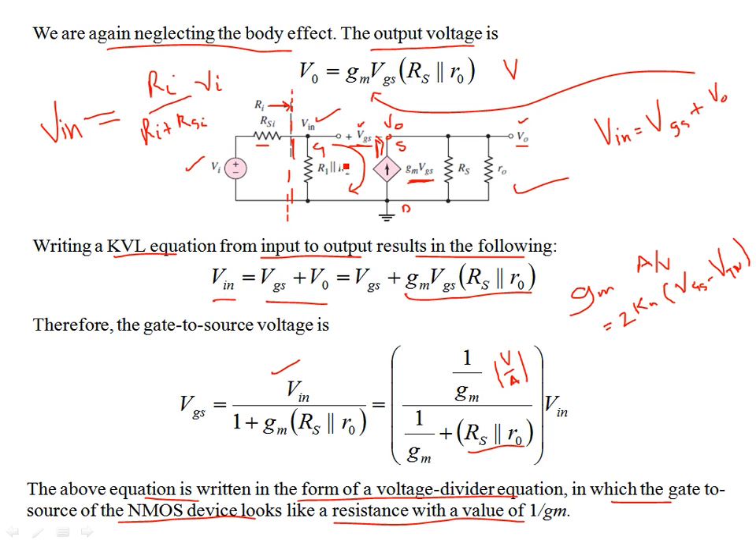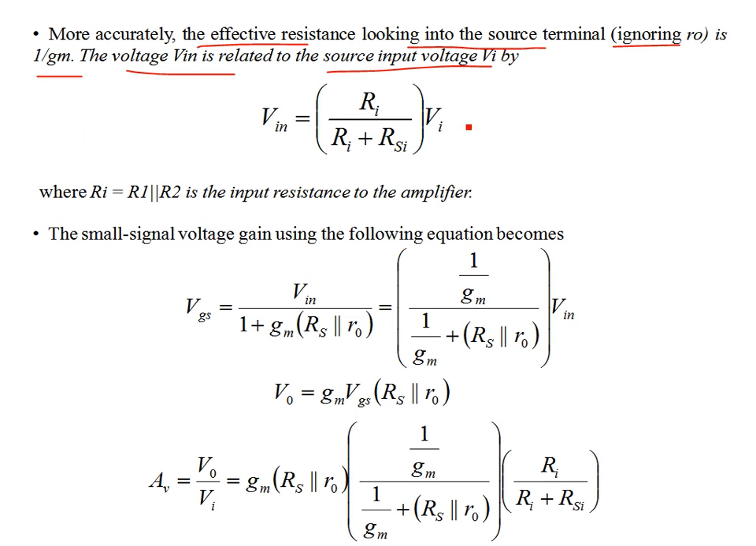So it depends on whatever is the value of this biasing resistance. These biasing resistances are going to dictate the loading at the input. Okay, if R1 and R2 parallel combination is higher than RSI, then you don't need to consider any loading at the input of the amplifier. Okay, so Ri, which is the parallel combination of the biasing resistances R1 R2, is the input resistance to the amplifier.